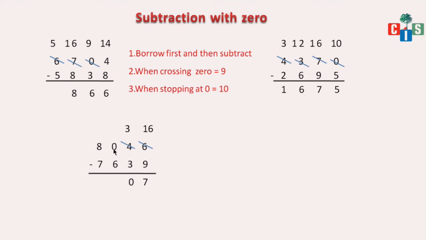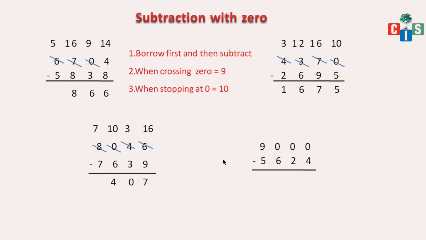Now the 0 is there. Even though 0 is placed in between, this is not an example of going across a 0. Here you are stopping at 0. You are not going to borrow from anything. So 0 will borrow from 8, and 8 will change to 7 and 0 will change to 10. 10 minus 6 will give me 4. 7 minus 7 is 0. Clear with it? Now moving to the next example.